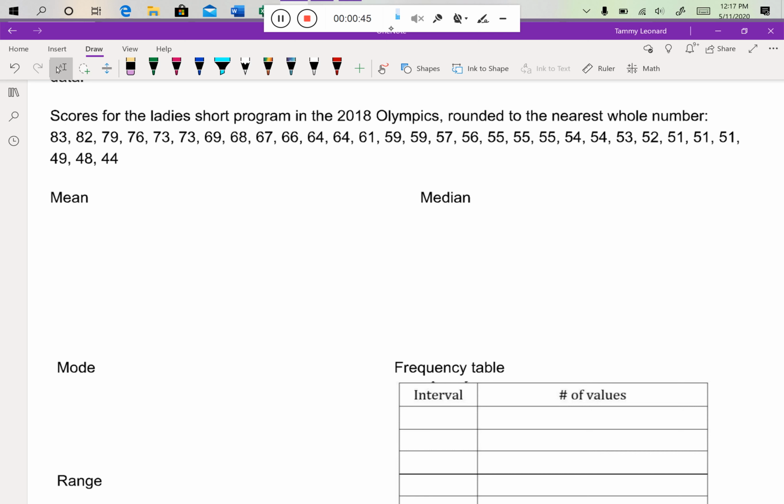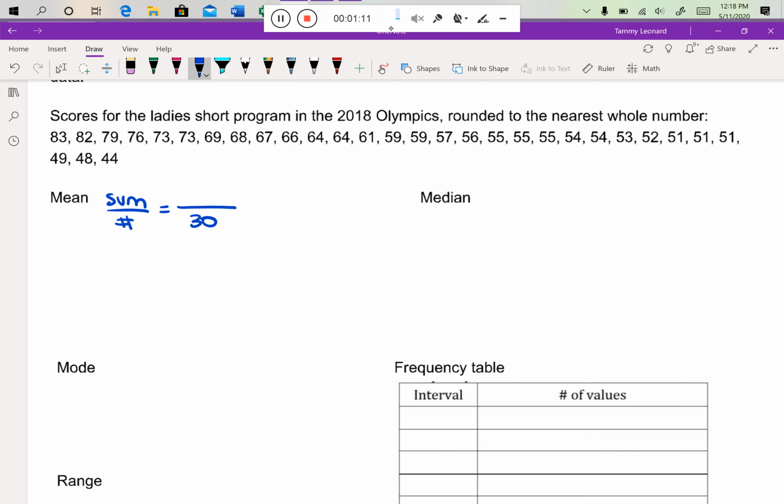So we're asked to calculate a few things. The first is the mean. Remember, when we calculate the mean, we're taking the sum of all the numbers, so adding up all the numbers in the data set, and then we're dividing by how many numbers there are in that data set. Well, if you count the numbers in our data set, you'll see that there were 30 entrants in the ladies short program. So there's 30 data values.